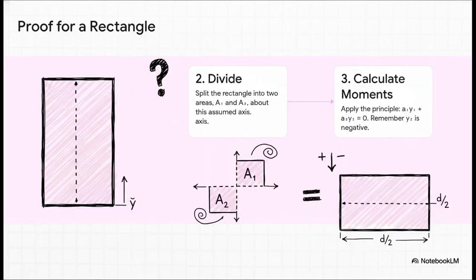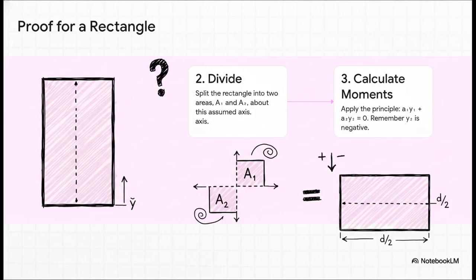Let's see this in action with a simple rectangle. First, we're going to start by assuming the centroidal axis is at some unknown height, y bar, measured from the bottom. This is a value we've assumed just for this example. Now, this axis splits our rectangle into a top area, A1, and a bottom area, A2. So according to our core principle, their moments have to add up to 0. But notice the critical sign convention here. The distance for A1 is positive, but the distance for A2 is negative because it's below our assumed axis.